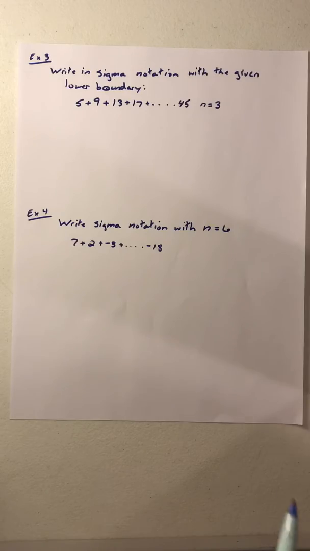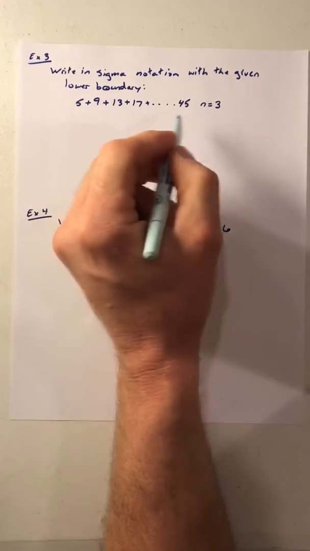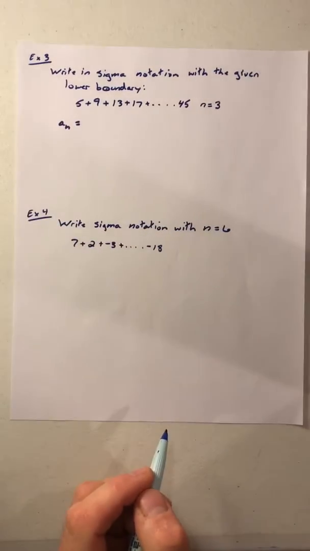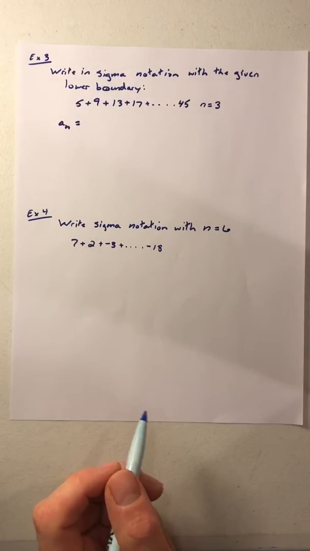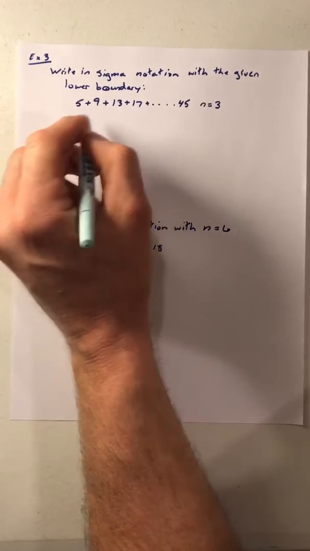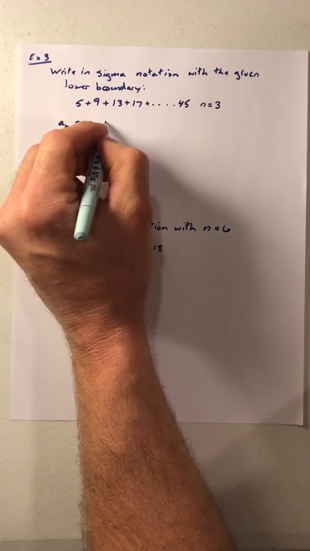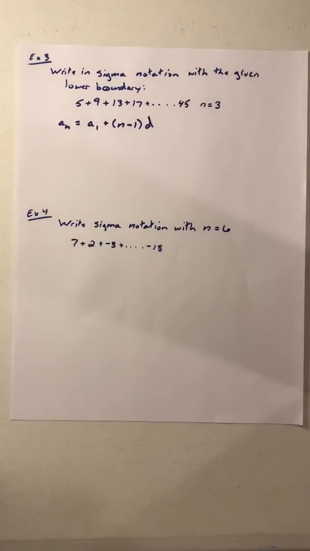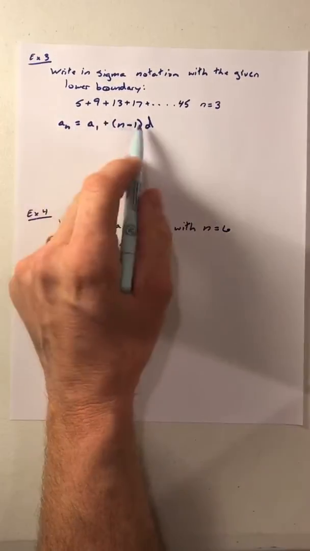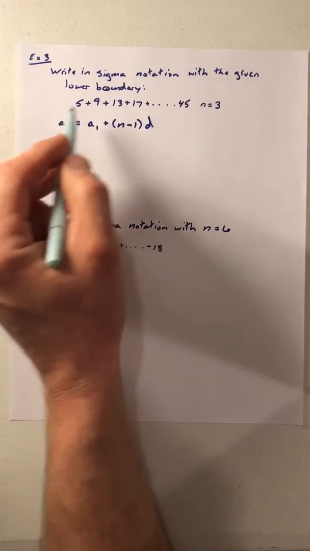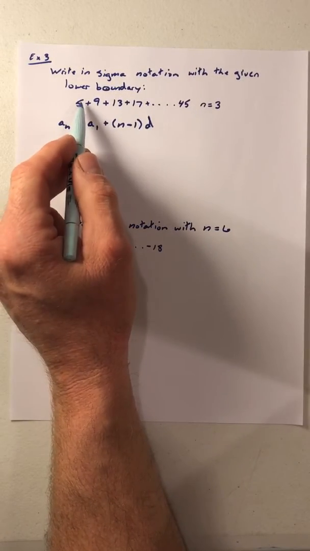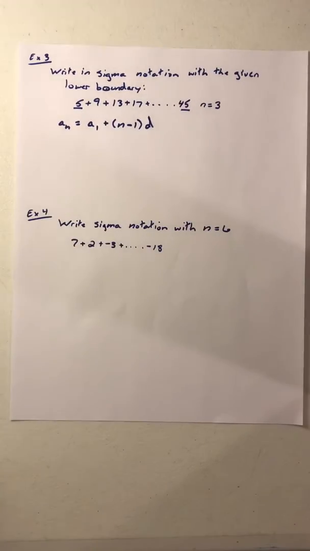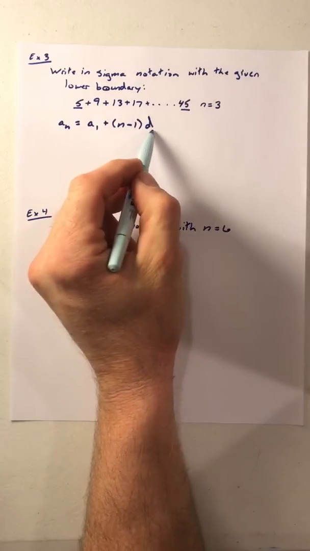So again, if you remember, the explicit formula for an arithmetic sequence and series is going to be given as a sub n equals a sub 1 plus the quantity of n minus 1 times d. So do I know any of this information? Well, I know my first term is 5. I know my last term is 45. I also know the common difference.